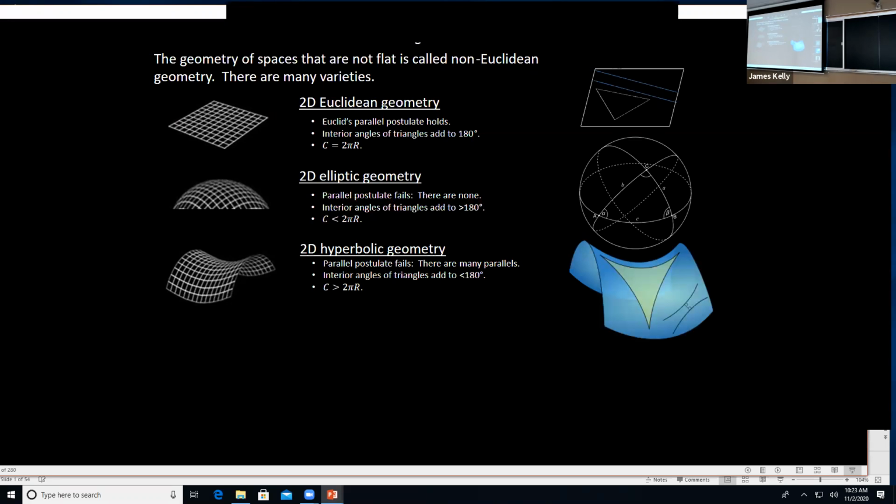and kind of the opposite thing for hyperbolic geometry. The parallel postulate fails in a different way. There are infinitely many parallels. Interior angles of a triangle add to less than 180 degrees, and the circumference is greater than 2 pi r, okay?